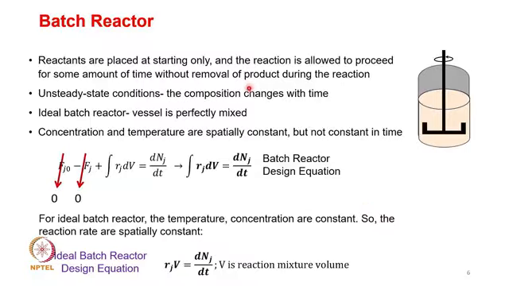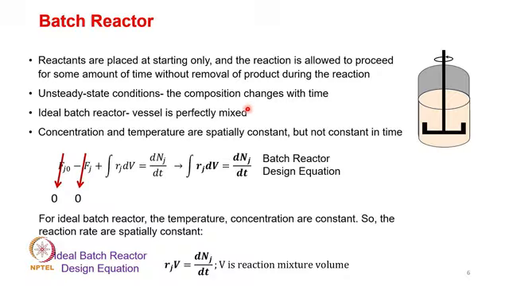In the batch reactor, the reactants are always placed at the start. No more feeding happens in between. The reaction is allowed to proceed for some amount of time without the removal of product during the reaction. So you charge the reactor with your reactants, then you close it and allow the reaction to proceed for the desired time, what we call the batch time of the process.